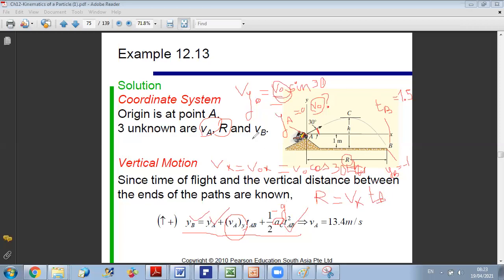Now, concerning the velocity at B, who will tell me how to calculate the velocity at B here? What should I do to get the velocity at B? Yalla, who will tell me?